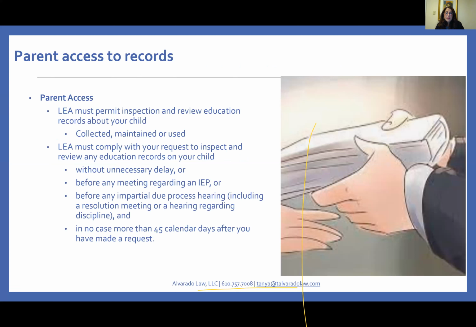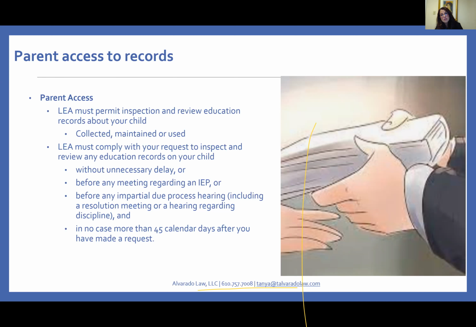Okay, the parent must have access to the educational records. The school district is required to allow the parent to inspect and review the records that are collected, maintained, or used by the district. They have to comply with the request without unnecessary delay. Before any IEP meeting, if the parent says, I want to see the progress monitoring reports, I want to see my child's work, they have to comply with the request for the parent to view those records.